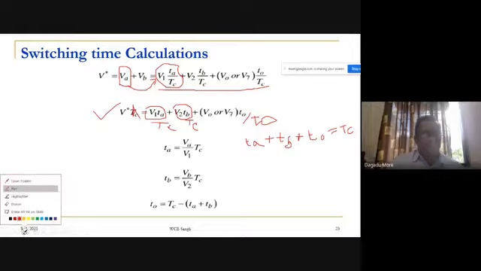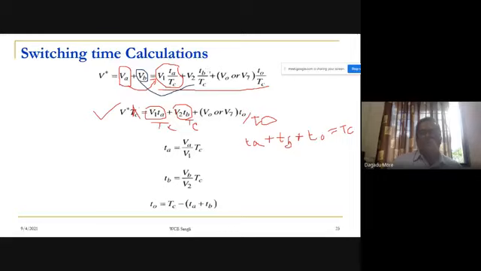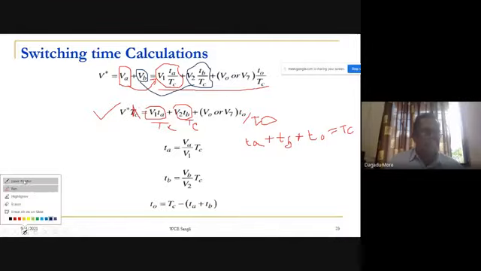Similarly, VB is nothing but V2 into TB by TC. This is our expression for VB. So the expression for VA is given by this, and the expression for VB is given by V2 into TB by TC.